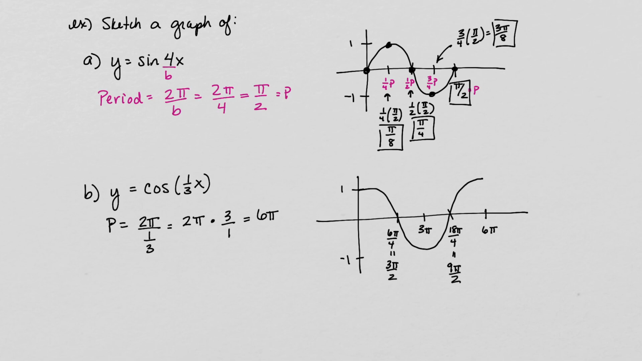And again, the way I got these was, this was 1/4 of 6 pi. This here was 1/2 of the period, or 1/2 of 6 pi. This point here was 3/4 of the period, or 3/4 times 6 pi. And then this here is just that period. So that's the easiest way to identify the period. And then remember, you have these 5 points, and once you have these 5 points, it's easy enough to graph them.